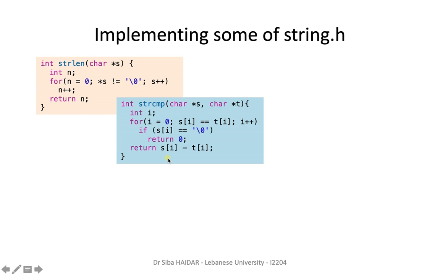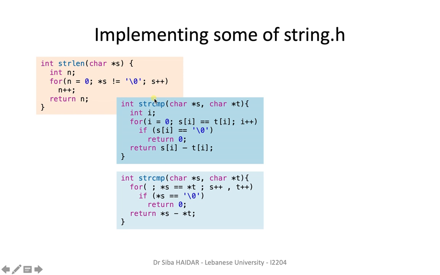In the pointer syntax, what does this become? We remove the index and then we begin while dereference s equals dereference t, advance s and t pointers, and the same return 0 condition if dereference s equals \0, and if they are not the same anymore, return the difference of their content. So this is the pointer's version of strcmp.